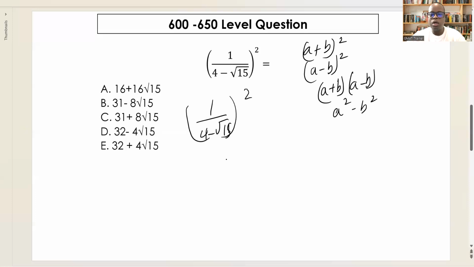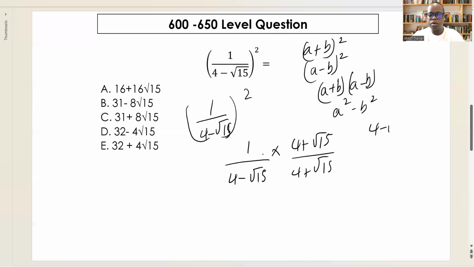So what can we do? We can actually multiply it by the conjugate of it. So you'll have 1 all over 4 minus root 15, multiplied by 4 plus root 15 all over 4 plus root 15. So here, this one actually is 1, and it will help get rid of the denominator, because it'll have 4 minus root 15 multiplied by 4 plus root 15.